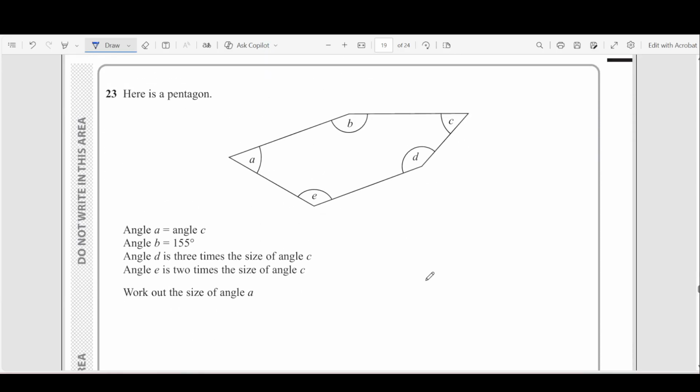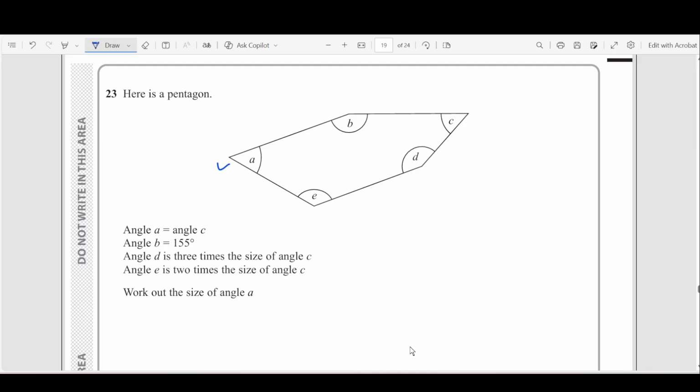Let's try the next one. So what we have is a pentagon, and the sizes of different angles are given. What we need to do is find the size of angle A, this.